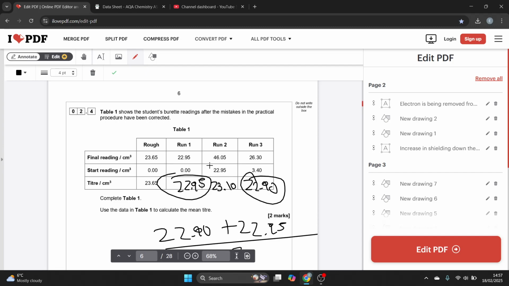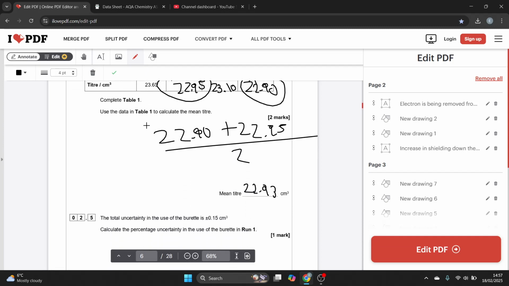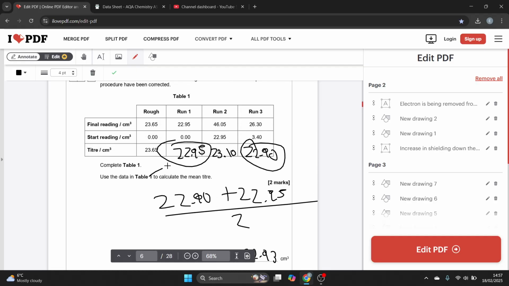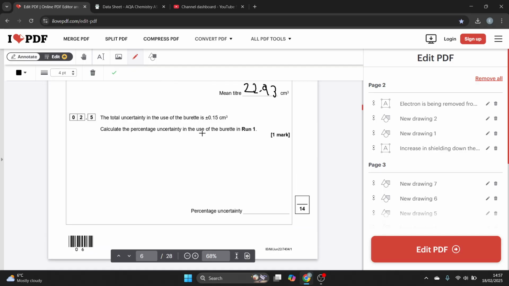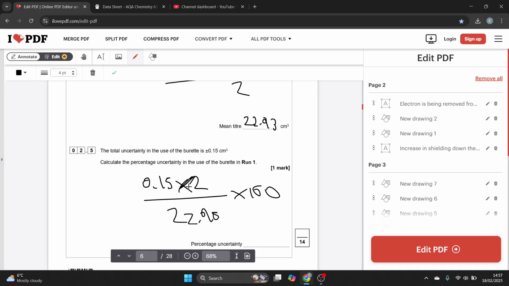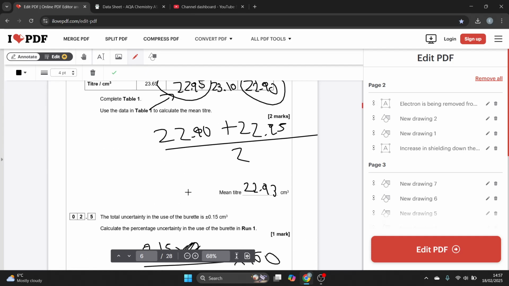Now this one's a bit tricky because how do I find this answer, right? The 22.95. Well, I do my final reading minus start reading, and that's going to be 2 readings. So it's going to be 0.15 times by 2 divided by 22.95 times by 100. Actually, no, it's not. It's not going to be times by 2 because it tells me the total uncertainty is that, right?